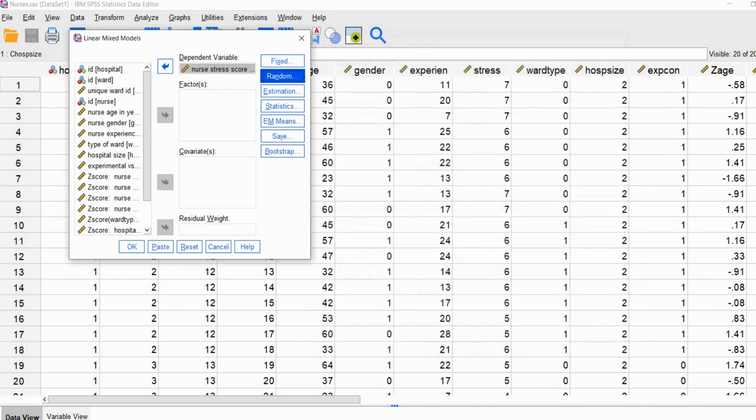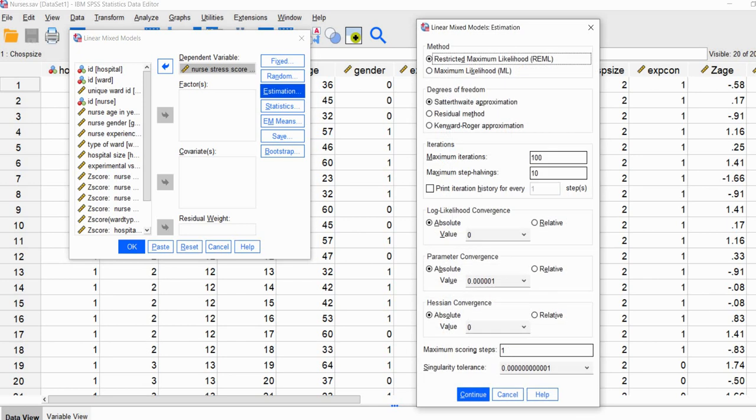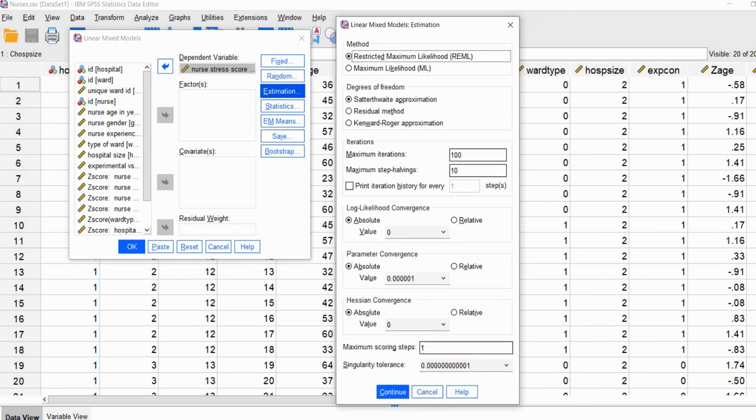So next we'll click on Continue, and then we'll go to Estimation. The default in SPSS in terms of estimation is REML, or Restricted Maximum Likelihood Estimation, and this is typically best used in those cases where you have a smaller sample size at the higher levels for your model. And just to keep ourselves consistent with the presentation in the Hox et al. text, we're going to stick with their estimation approach. They use maximum likelihood, so we're going to select that, and we're also going to go down here to residual method because I'm trying to replicate exactly their results.